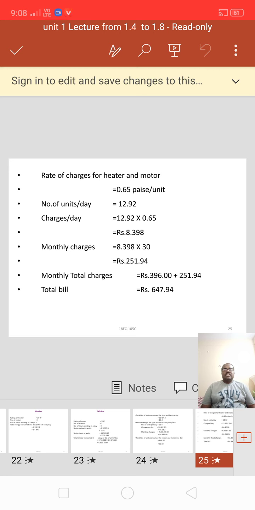Okay, monthly total charges equal to 396 plus 251.94. Okay, total bill, or total current bill corresponding to the energy consumption point of view, is equal to 647.94 rupees. Okay, rounding off it is equal to 648 rupees.